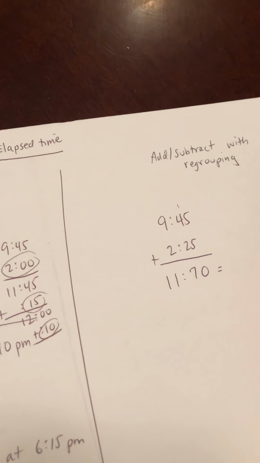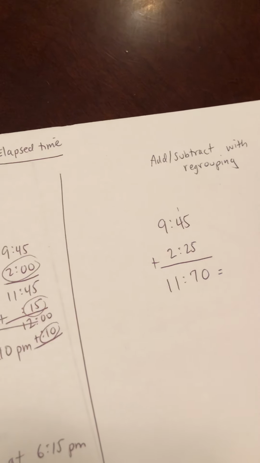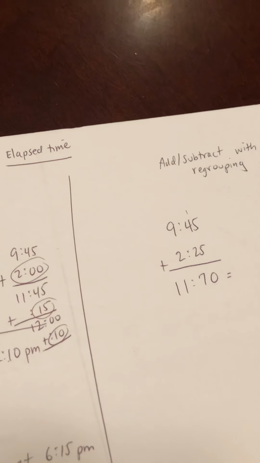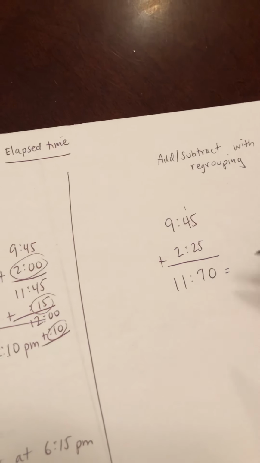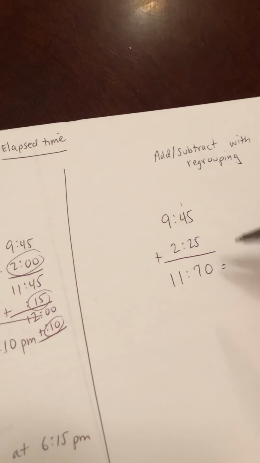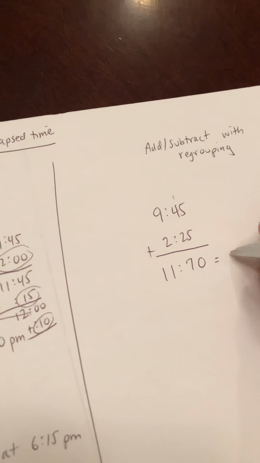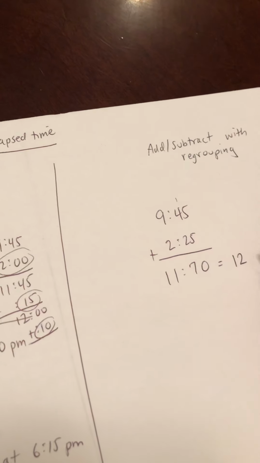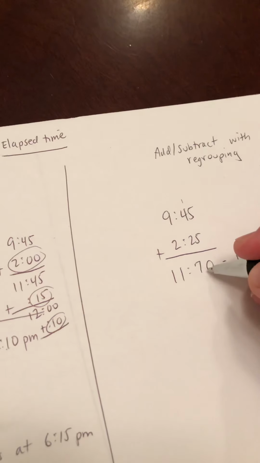So much like we did with adding mixed numbers, when your total goes over the whole, you look at that fraction greater than 1. This is time greater than 1. This is a number of minutes greater than an hour. So this is going to bump up to the next hour. Take 60 minutes out of this.